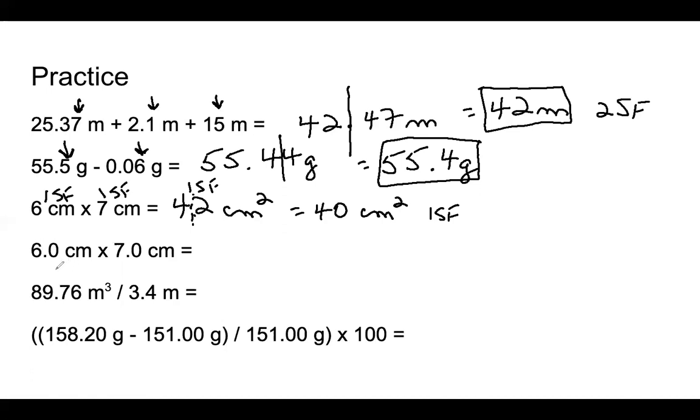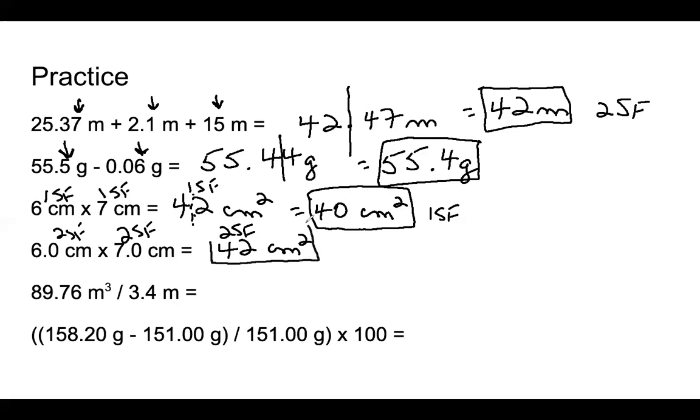However, if we have 6.0 times 7.0 centimeters, 42 centimeters squared, this has 2 sig figs. 7.0 has 2 sig figs. So our answer needs 2 sig figs. So this is the answer. So 6 times 7 is 40. 6.0 times 7.0 is 42.